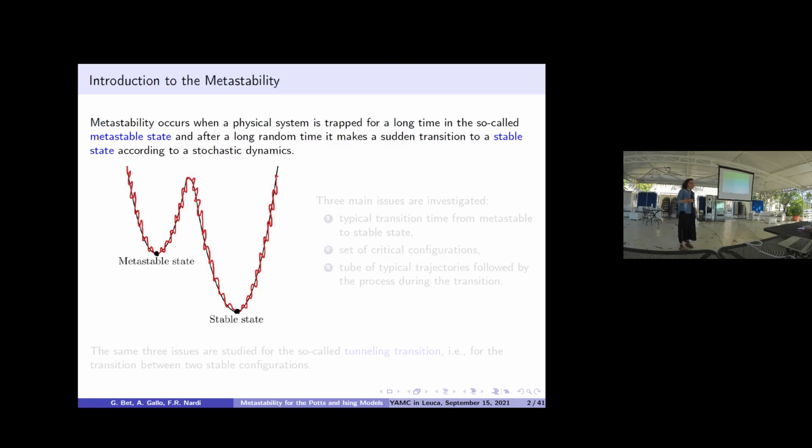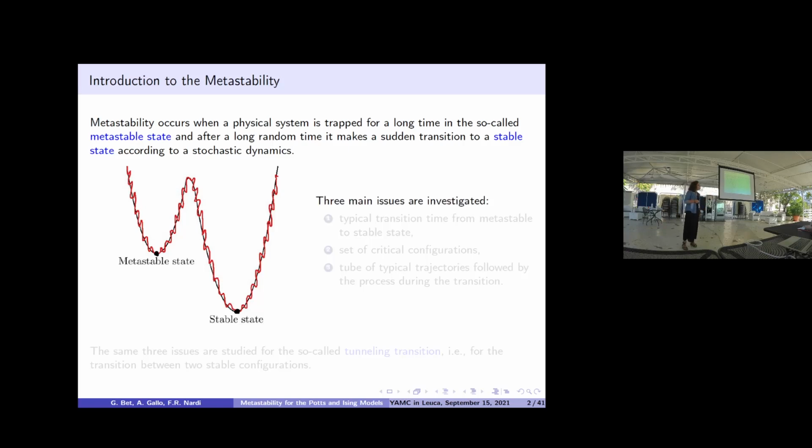The phenomenon of metastability occurs in a physical system that is next to a first order phase transition. The system is trapped for a long random time in an equilibrium point of the energy landscape until, after some random fluctuations and variation of the physical parameters, the system realizes a sudden transition from the metastable state to the stable state. A metastable state is a local minimum of the Hamiltonian of the system that has maximum depth among all the local minima, while a stable state is a global minimum of the energy function.